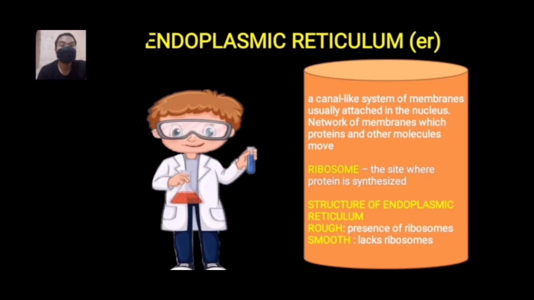Rough endoplasmic reticulum is involved in some protein production, protein folding, quality control, and dispatch. It is called rough because it is studded with ribosomes. And the last is smooth endoplasmic reticulum. Smooth ER is associated with the production and metabolism of fats and steroid hormones.